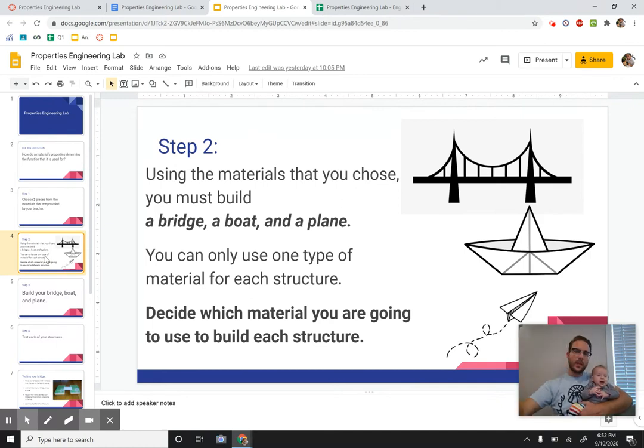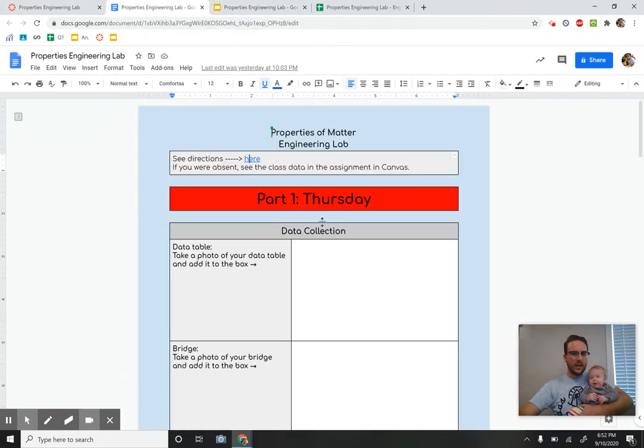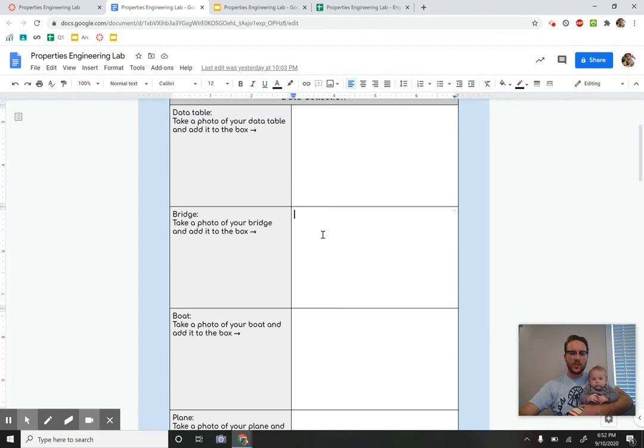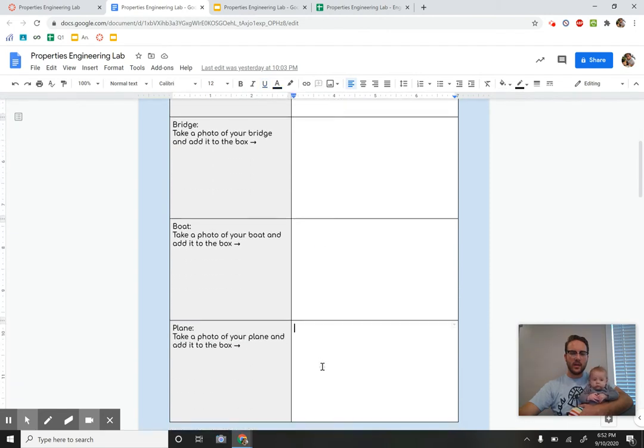When you built your bridge, your boat, and your plane, you put a picture of those here in the assignment. If you missed that, if you weren't here, then at home, I want you to choose materials, and they could be those materials, or they could be something different. It could be different kinds of paper, but it could really be any materials you want at home. We did, like I said, wax paper.